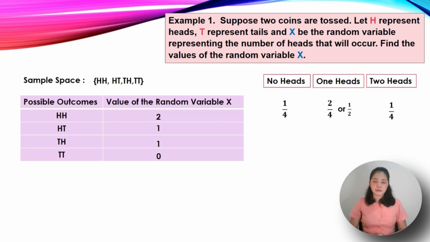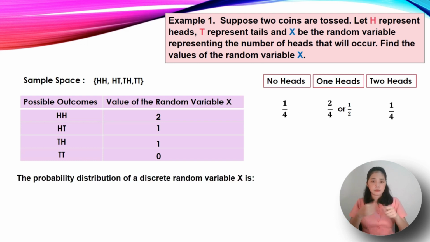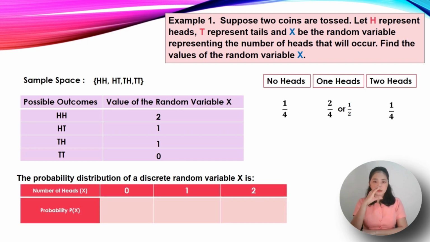So this time, to make it clear, we're going to have a table out of the given possible outcomes and their assigned probabilities. So the probability distribution of a discrete random variable X is, first row, we have the number of heads, 0, 1, and 2. And then for its corresponding probability on the second row, for 0 heads, we have 1/4. For 1 head, we have 1/2. And for 2 heads, we have 1/4.